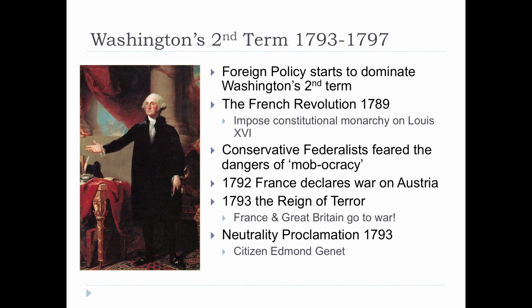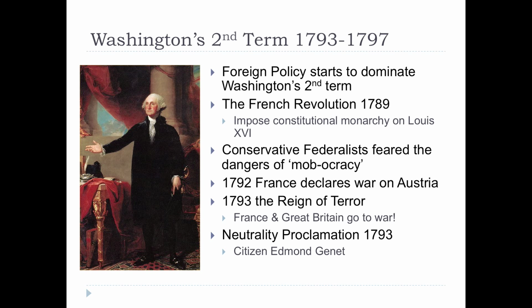Well, there's two places. In Article 1, which creates Congress, it says that only Congress can declare war. But in Article 2, it says that the President is Commander-in-Chief of Armed Forces in war and peacetime. So a conflict comes. Does Washington have a right to declare neutrality, which is in essence your right not to declare war? Congress was out of session when he does this.